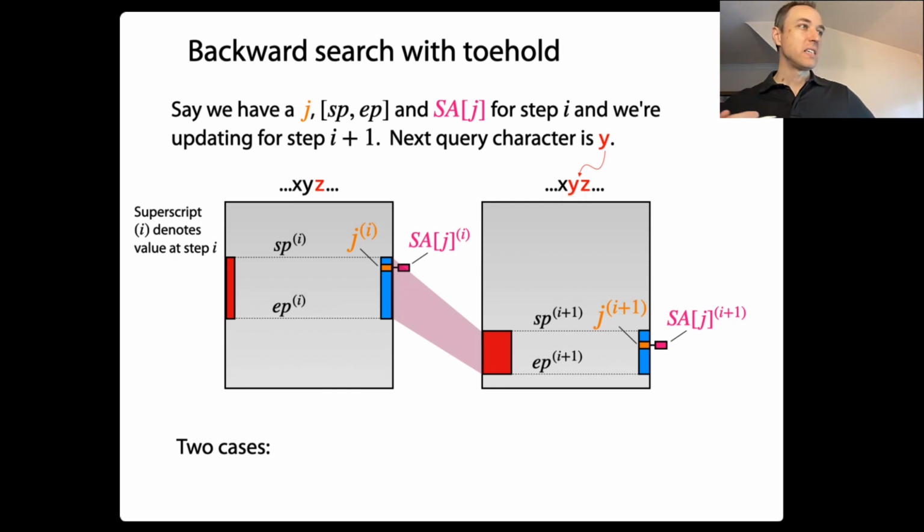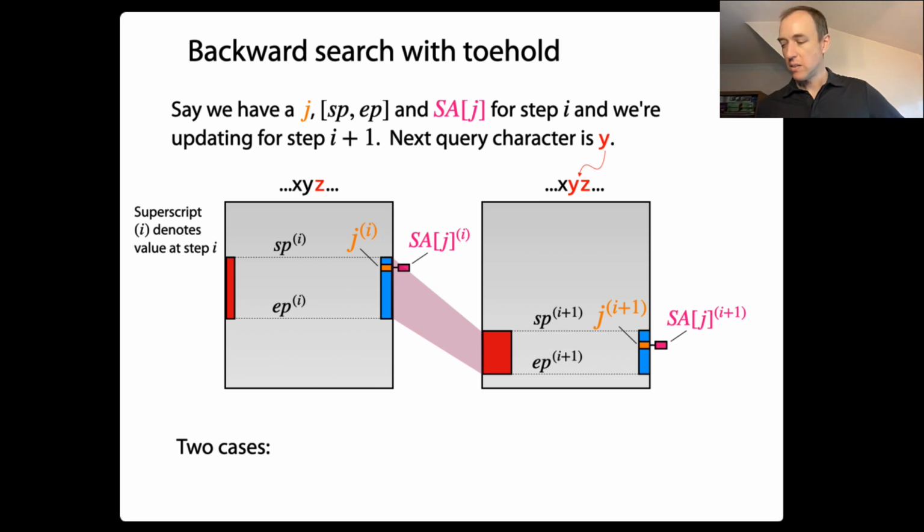So as we proceed into step I plus 1, we update our range, right? I've got SP and EP standing in for the beginning and the end of our range. So we've got our new SP and our new EP, but we need somehow to compute our new J and SA of J.